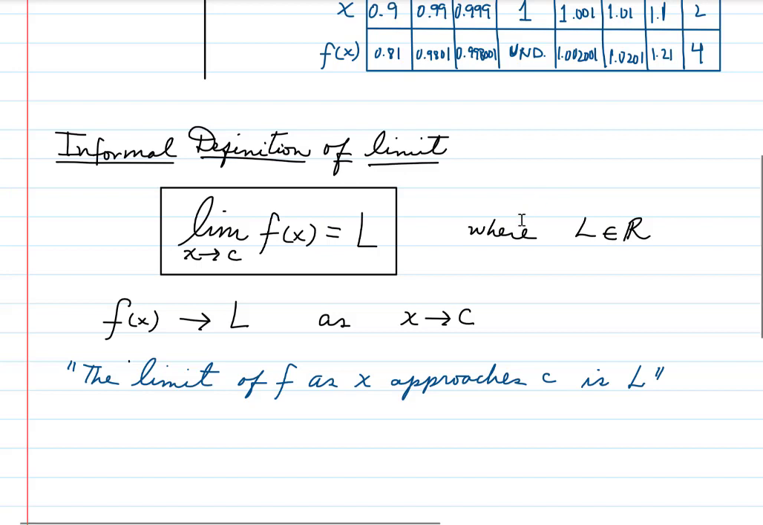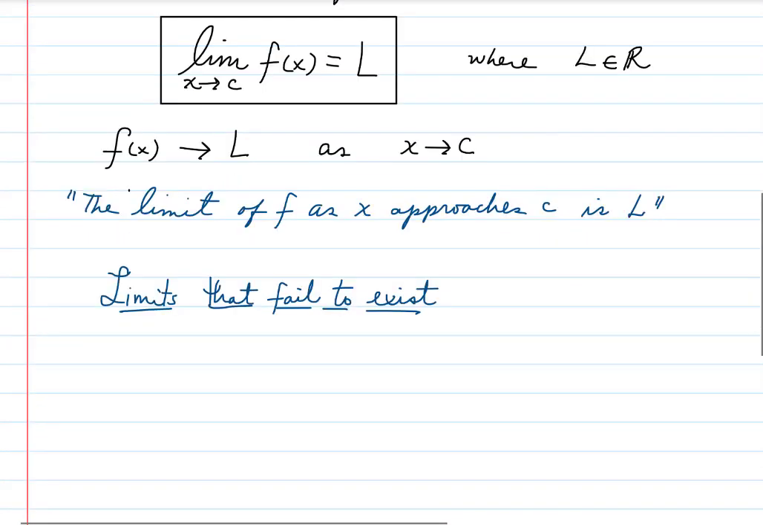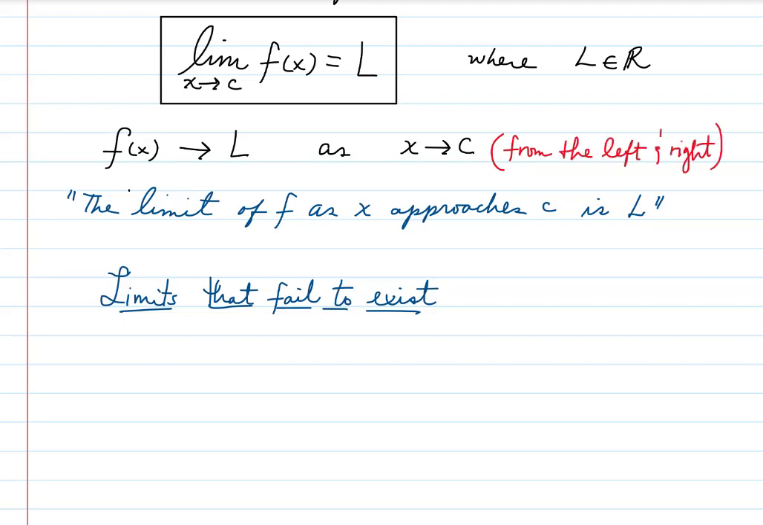Having that in mind, let's look at some examples of when the limit fails to exist. One of the conditions was that x approaches c, and when we said approach c, we mean from the left and right. That's one of the things we had to make sure happens for this limit to exist, that x approaches c from the left as well as from the right. So what happens if that doesn't happen?